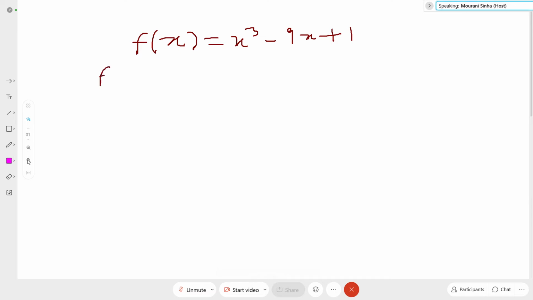So comfortably, I will just confirm that if f(2) and f(3) give a negative product, f(a) times f(b) should be less than 0. So f(2) is minus 9 and f(1), sorry, not f(1), f(3).